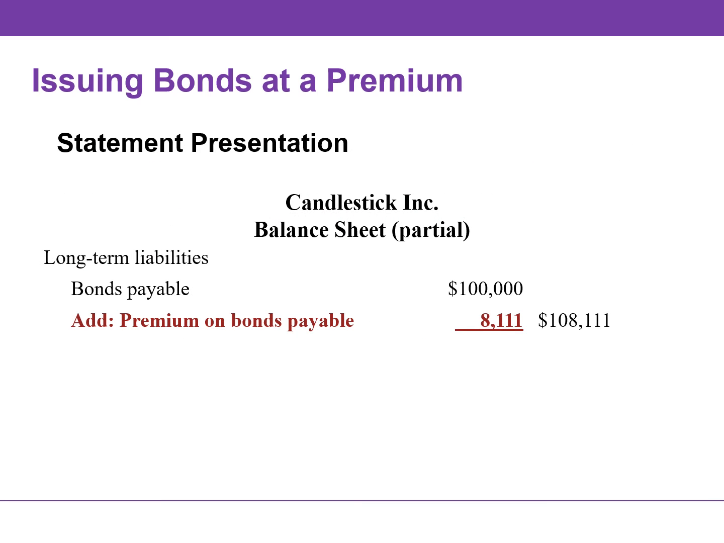The company adds the premium to the bonds payable so that the sum of these two numbers, $108,111, represents the carrying value or the book value of the bonds.